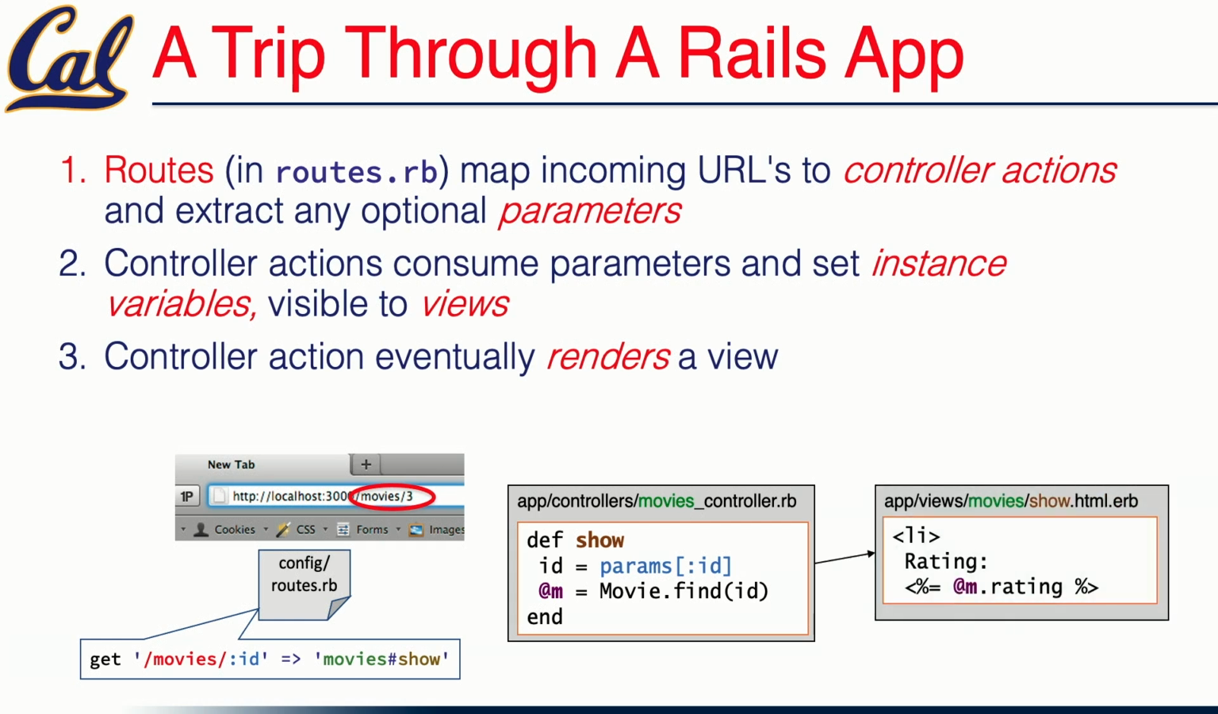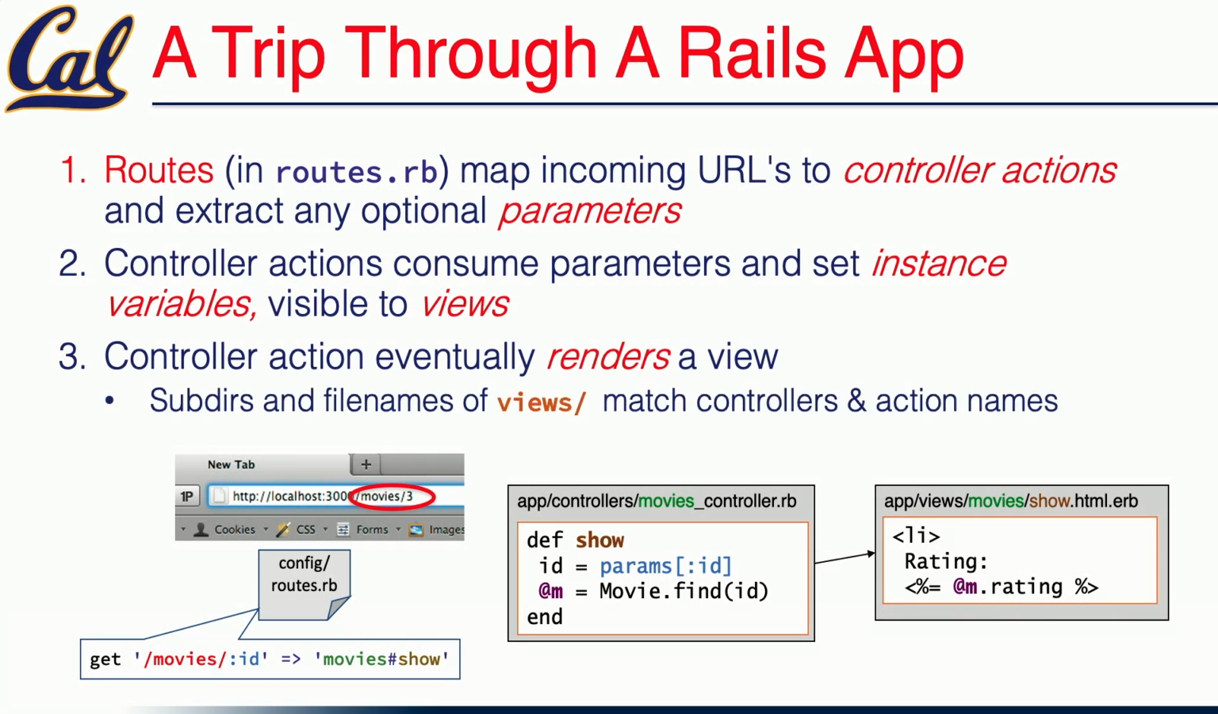The differences are that the way we find that view is that the subdirectories and the file names under the views directory of your app will match the controller and action names. So again, we were in the movies controller. That means that there's going to be a view subdirectory named movies, and that's where the view is going to be found. And what controller action did we just fire? We just fired the show action. So Rails will look for a template whose root file name matches that action.